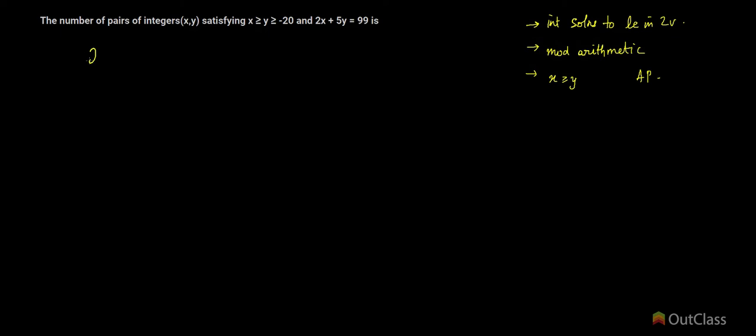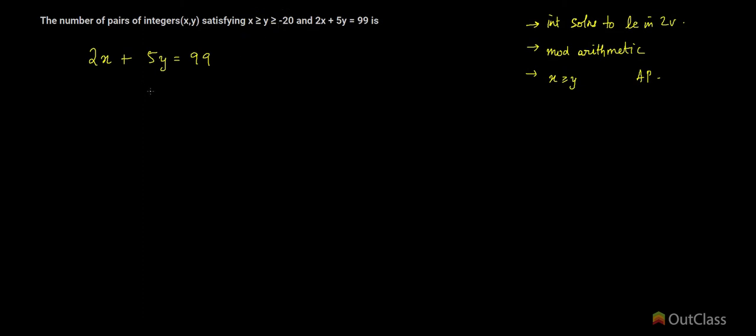So what do we do here? We have 2x + 5y = 99. We need both the variables to be greater than or equal to -20. We also need x to be greater than or equal to y. Now usually when you have something like this, you have a finite number of solutions. At one end you have a solution where x is very large and y is very small, and at the other end you have a solution where x is small and y is large. Now let's start at the end where y is small because we want x ≥ y. The other end probably will not satisfy this condition.